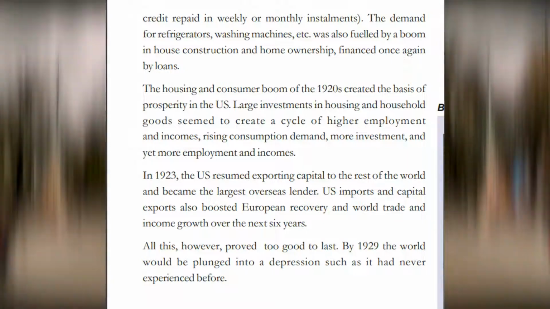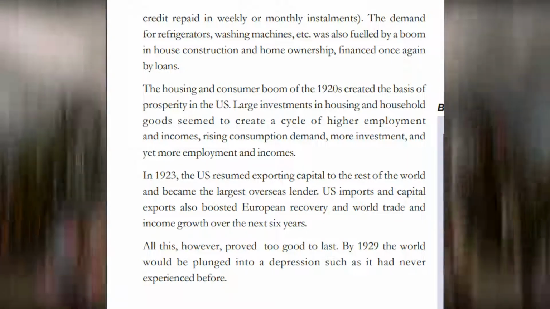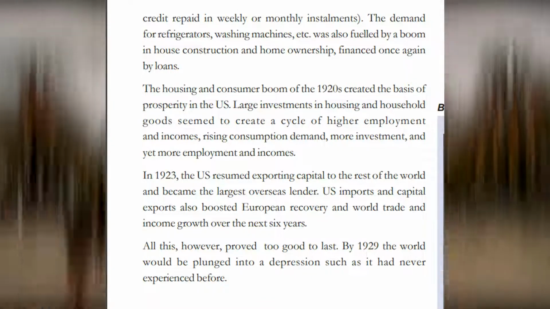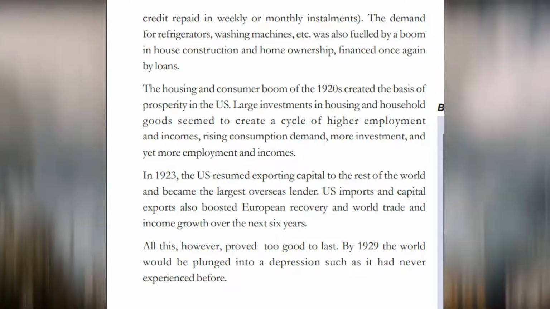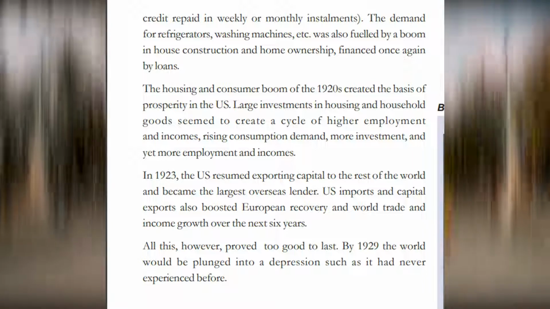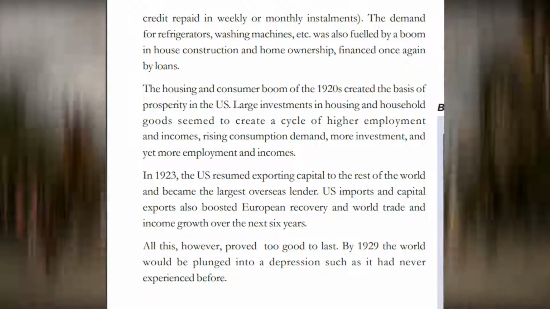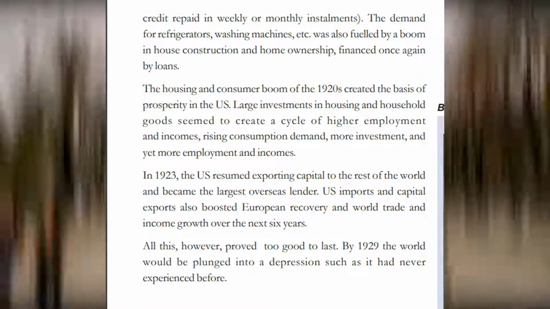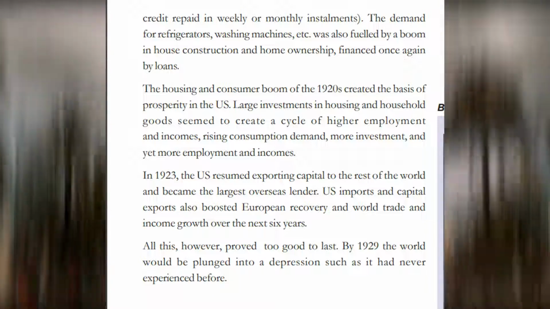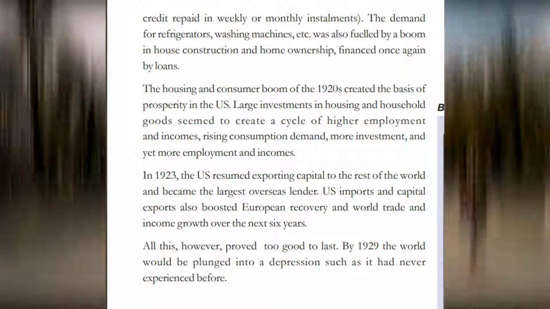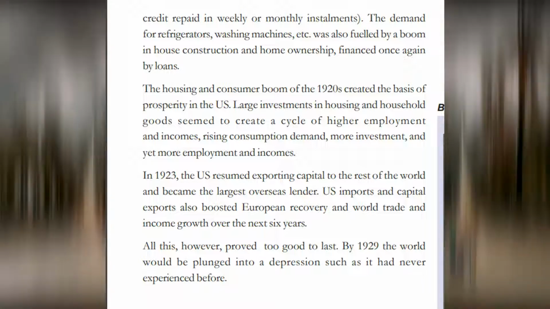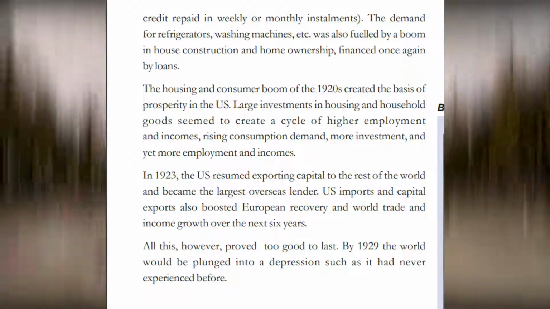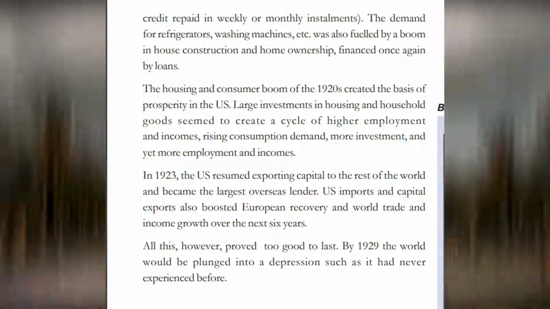The housing and consumer boom of the 1920s created the basis of prosperity in the U.S. Large investments in housing and household goods seemed to create a cycle of higher employment and incomes, rising consumption demand, more investment, and yet more employment and incomes. In 1923, the U.S. resumed exporting capital to the rest of the world and became the largest overseas lender. U.S. imports and capital exports also boosted European recovery and world trade and income growth over the next 6 years. All this, however, proved too good to last. By 1929 the world would be plunged into a depression such as it had never experienced before.